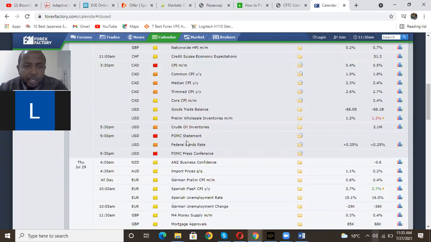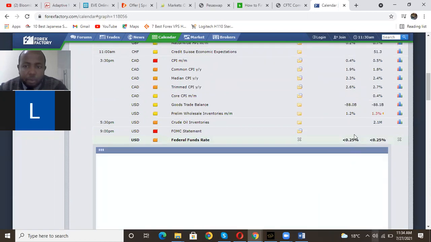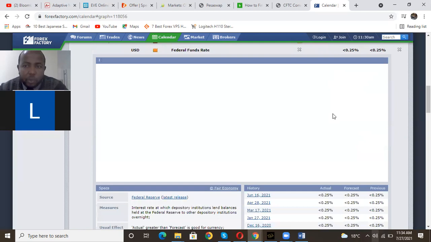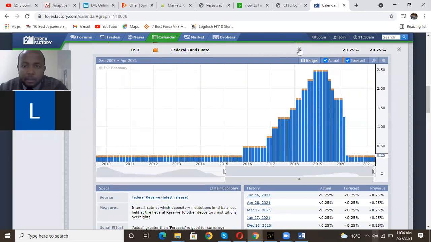So Wednesday is a big day. Also, FOMC statement. These are the interest rates. You can see they have remained unchanged since March last year. So you can see the graph here. So this is what we'll be looking at. What will the Fed do? So you can always pull out the graph here. Not this one.